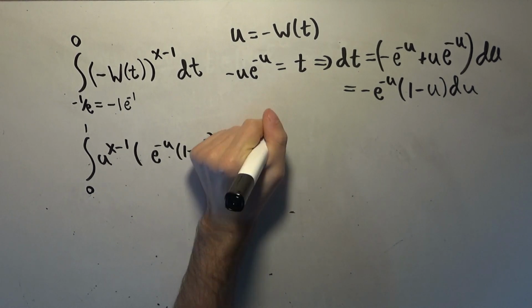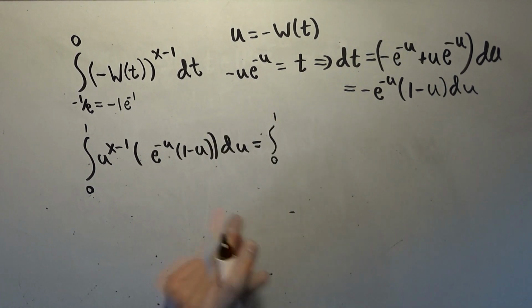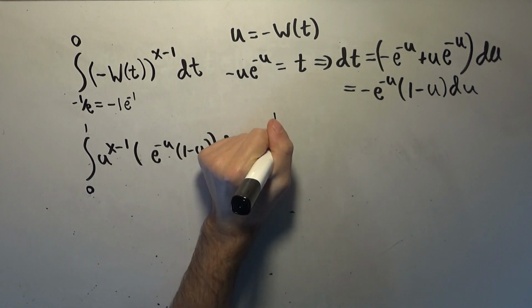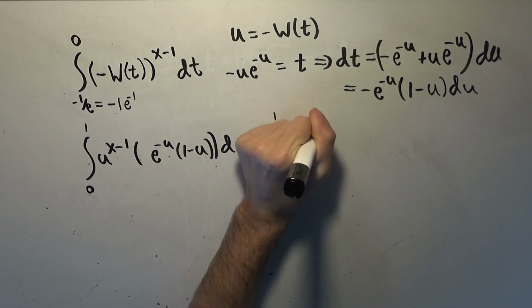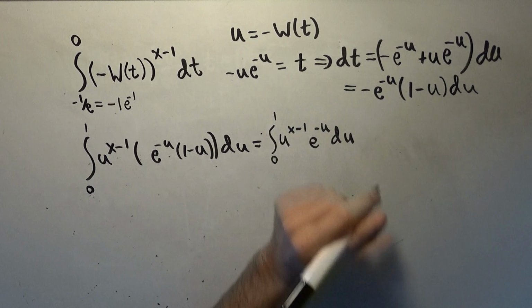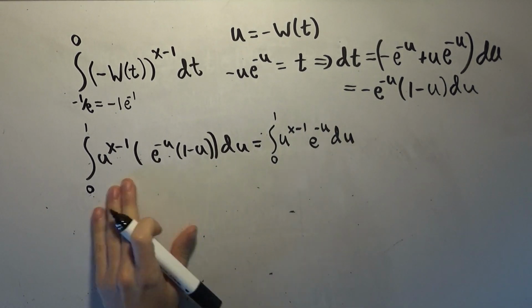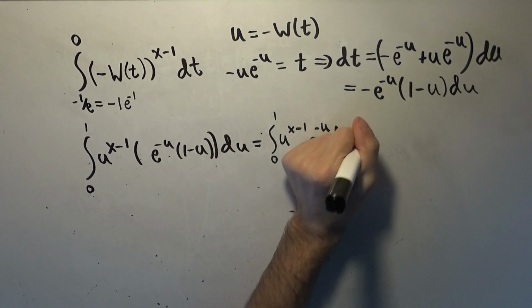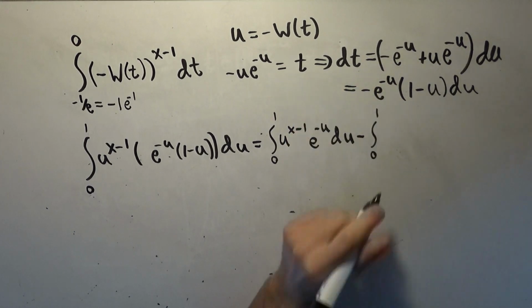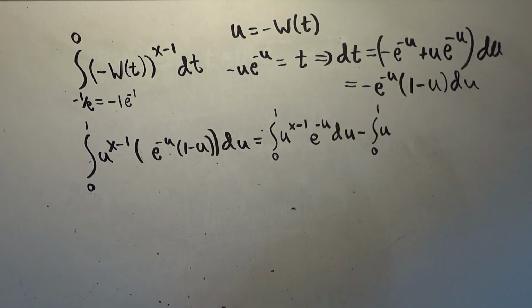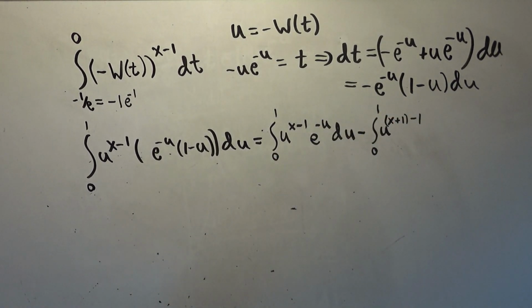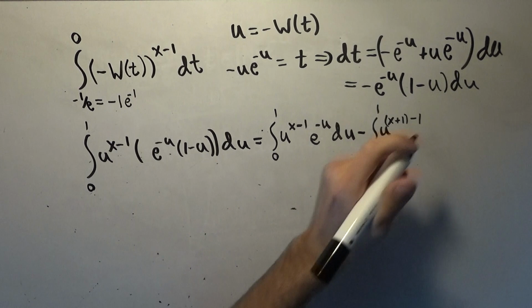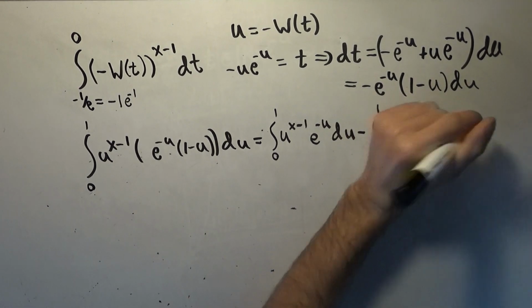So we have the integral from 0 to 1 of u to the x minus 1 times e to the negative u times 1. So times e to the negative u du. And then we have to multiply all that by negative u, so we get minus the integral from 0 to 1 of u to the, I won't say x, I'll say x plus 1 minus 1. That's the same thing as x, right? X plus 1 minus 1 times e to the negative u du.